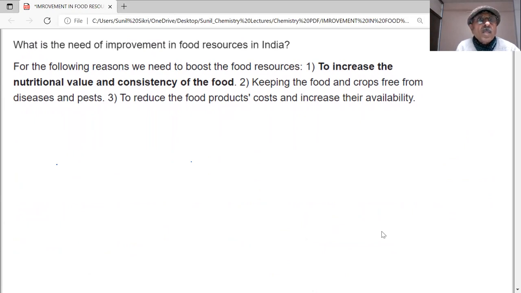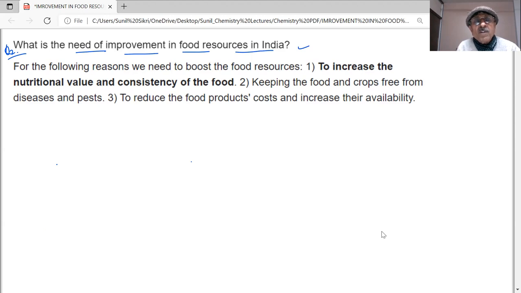What is the need of food resources in India? What answer are we giving? Question number two: What is the need of food improvement in India?